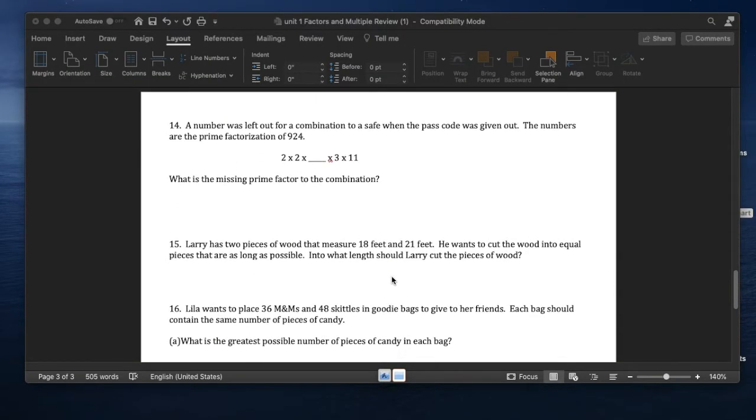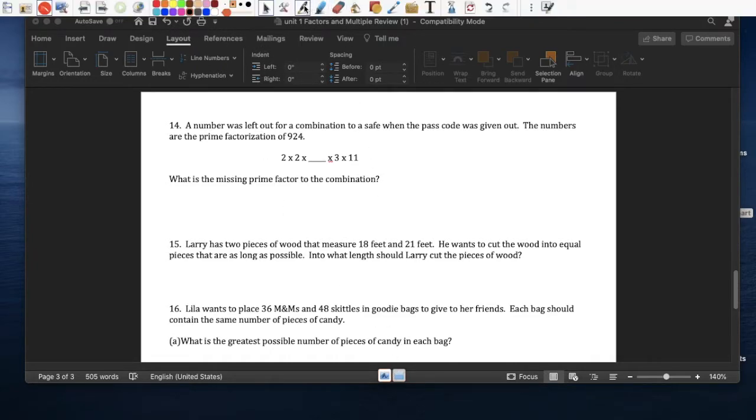So here's a question, and it says 924. If we do the prime factorization, it's going to be 2 times 2 times something times 3 times 11. What's the missing number here? There's a missing number here. And the only way to find out is probably to do the prime factorization.